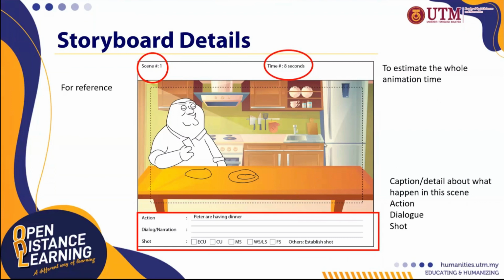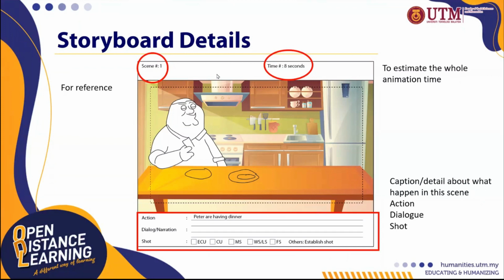Okay, but for reference, you should state the number of the scene, because this is for reference. In some conditions you must refer back to a certain scene. So you can see the number of the scene, and then the time for each scene. You must estimate, only estimate, the time for this scene. So you can estimate how long your whole animation will be.